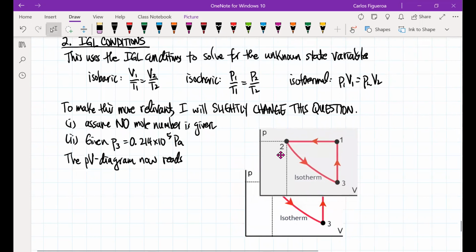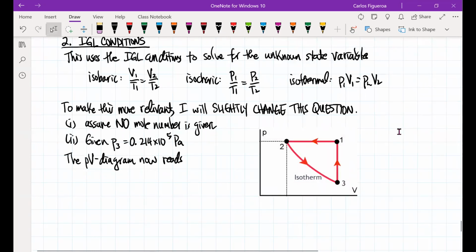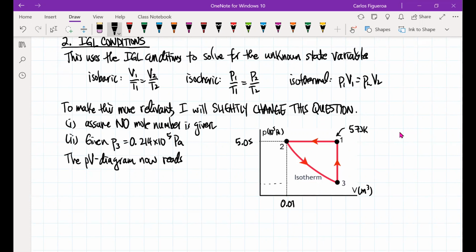Okay, so now I have my PV diagram. So this is what it says here. I now know that this is still 10 to the 5 pascals. This guy is 5.05. I know this volume is 0.01, where this is in meters cubed. I know that this temperature is still 573 Kelvin. But the thing that's going to be given here that wasn't given before is that I know that this pressure is 0.214 10 to the 5 pascals.